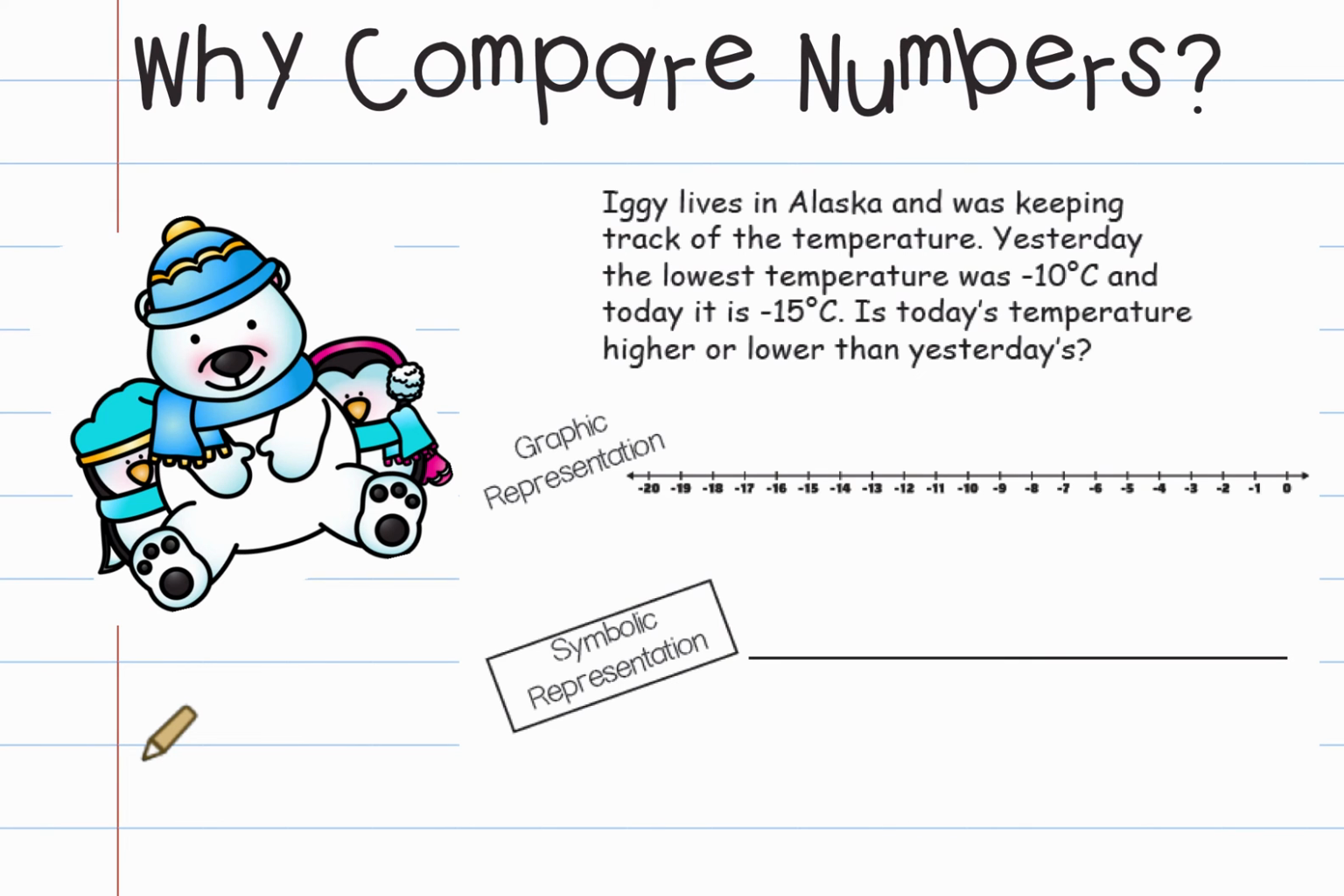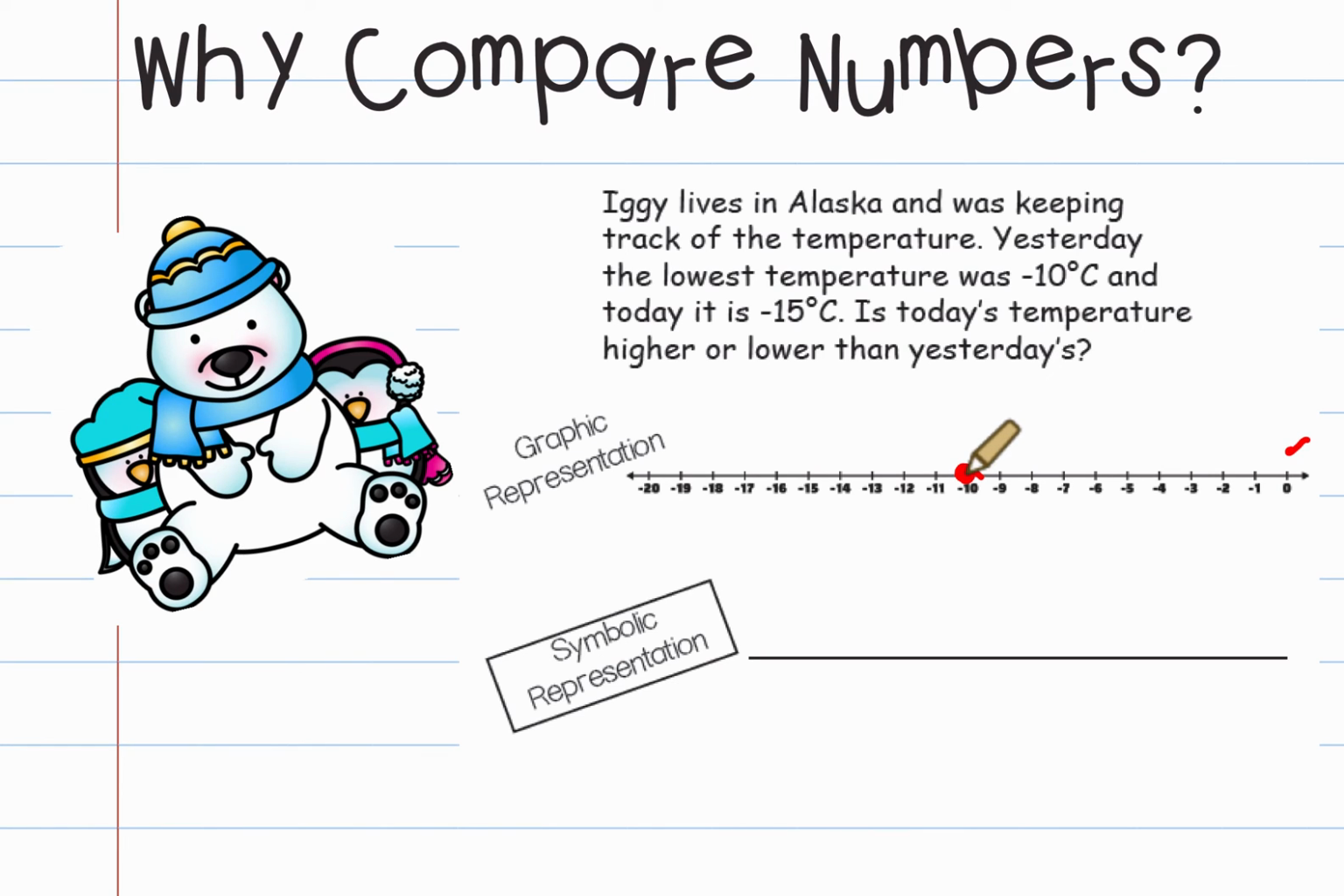So why do we need to bother with comparing numbers at all? Well, it helps us make decisions. So let's suppose that we were in Alaska. So here's my friend Iggy, who lives in Alaska, and they were keeping track of the temperatures and figured out that yesterday the temperature was -10 degrees. Well, if I go on a number line, here's 0, I'm going back, and here's -10.